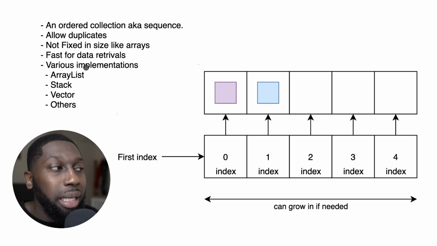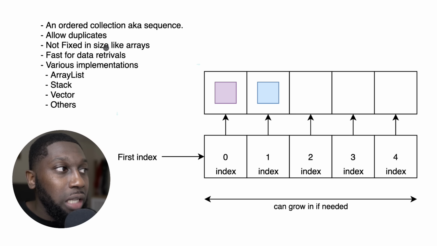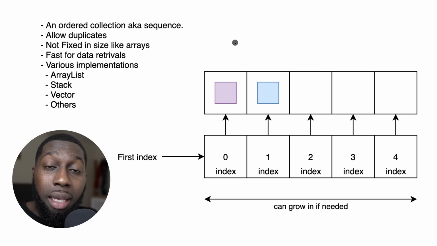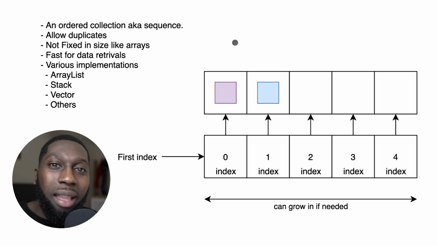So that's basically it. The list allows duplicates, is not fixed in size like arrays, and is very fast for data retrieval. A list is backed by an array, right? So this is why I was saying that the array is basically the building block. Let me go ahead and demonstrate that to you in code.